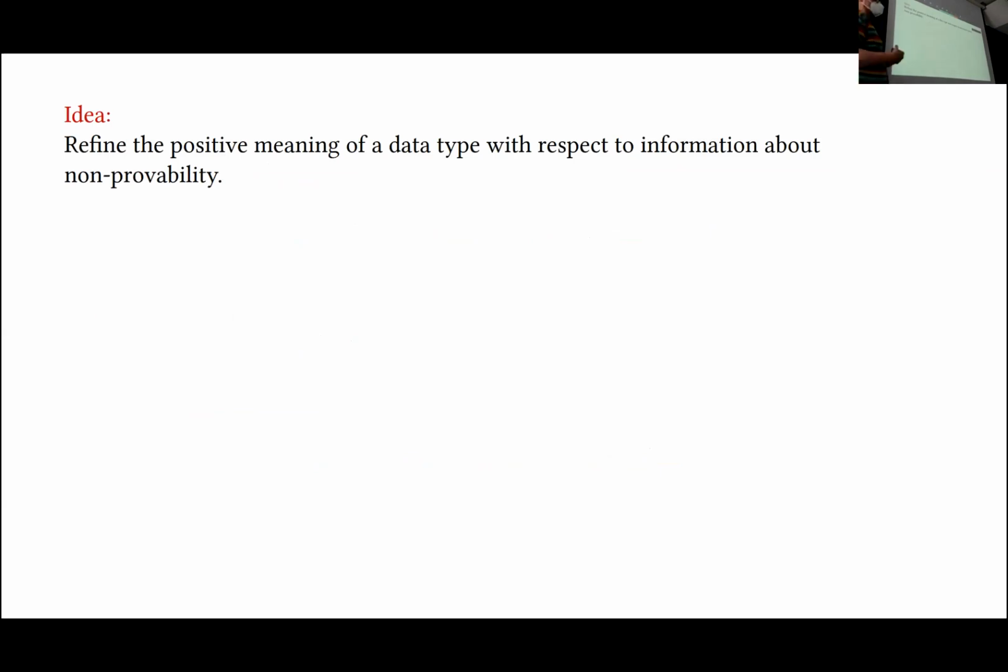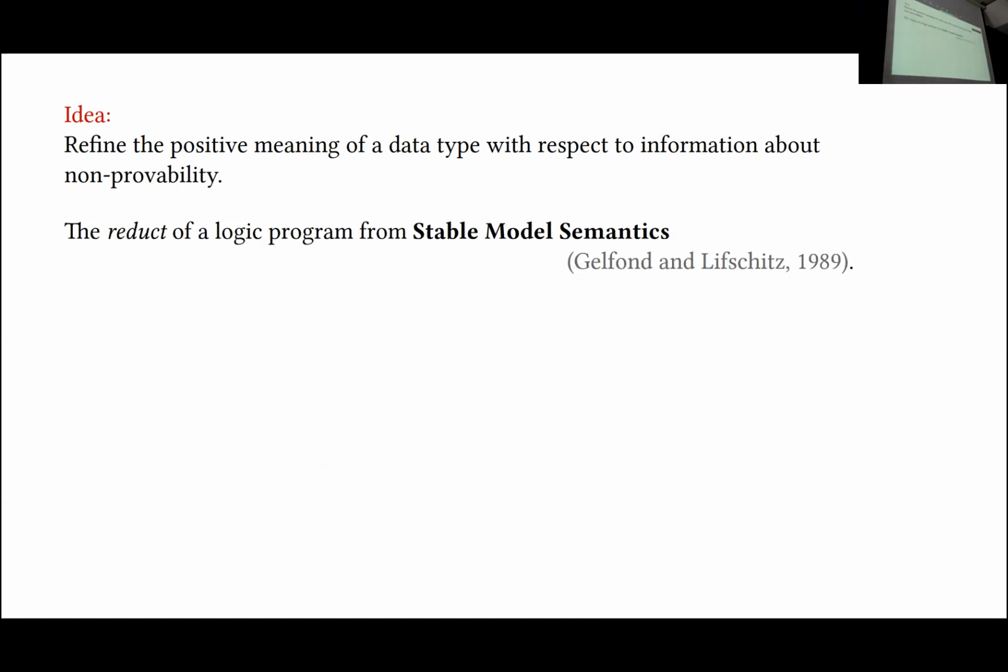So the way to combine them uses some ideas taken from logic programming and non-monotonic logic programming. What we're going to do is take the positive meaning of a data type and then refine it by some information we already know about things that we can't derive. This is called the reduct of a logic program from stable model semantics.